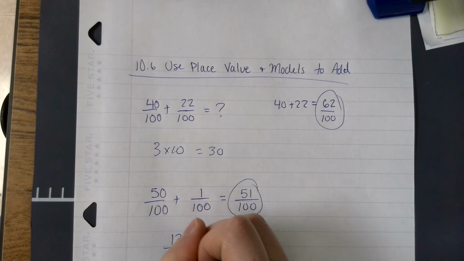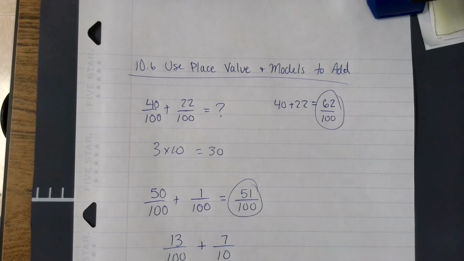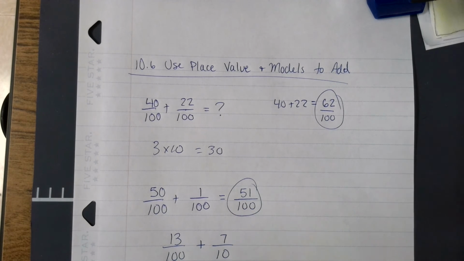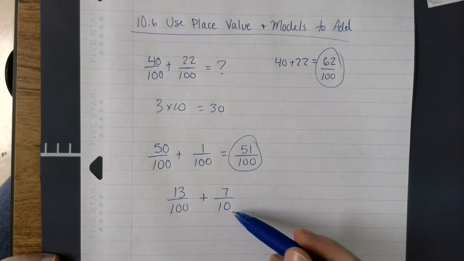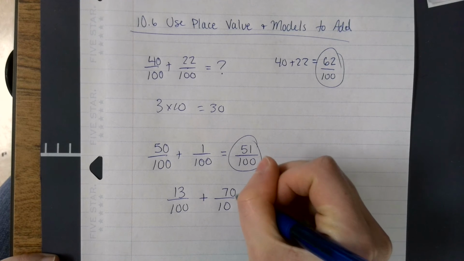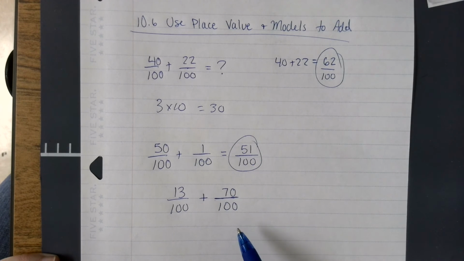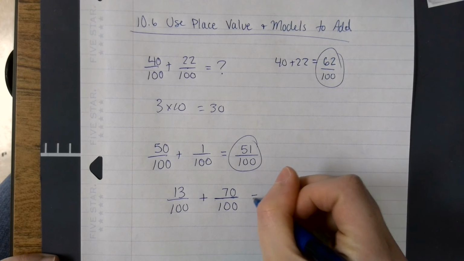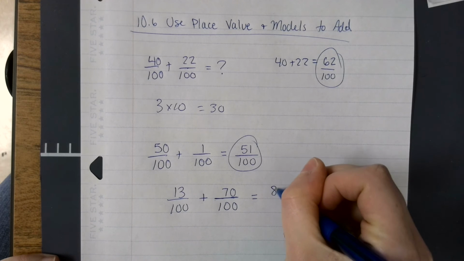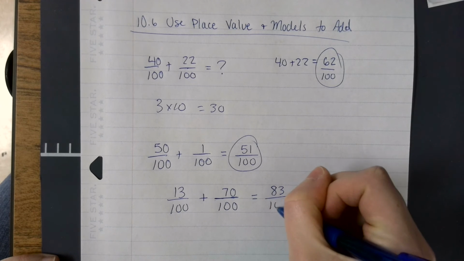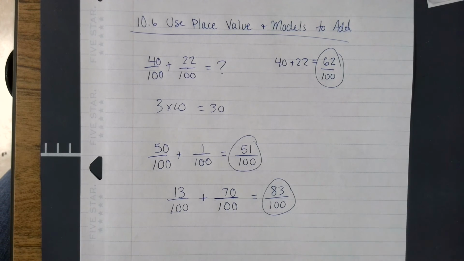Let's do 13 over 100 plus 7 over 10. So which one of these do I need to make into a fraction out of 100? Well, it would be the one that has a denominator of 10. So again, add a 0 to your numerator and denominator to show that you multiplied by 10 over 10. And then add your numerators. So 13 plus 70 would be 83. And then keep your denominator of 100. So our answer is 83 hundredths.